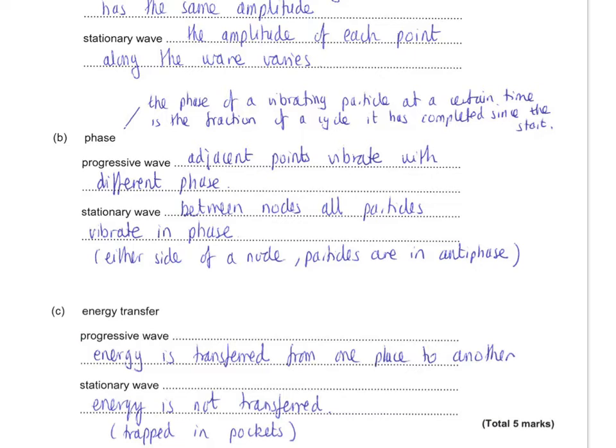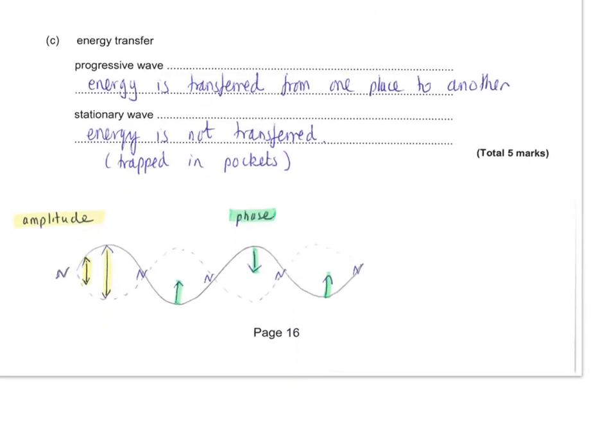For a stationary wave, between nodes, all your particles are going to be in phase, and either side of a node, all the particles are in phase. So between here and here, all the particles are as low down as they're going to get at any one time in this stationary wave. So whether it's this point or this point or this point or that point, they're all at the bottom together, they'll all be in the middle together, they'll all be at the top together. However, either side of a node, all the points are in antiphase with each other.